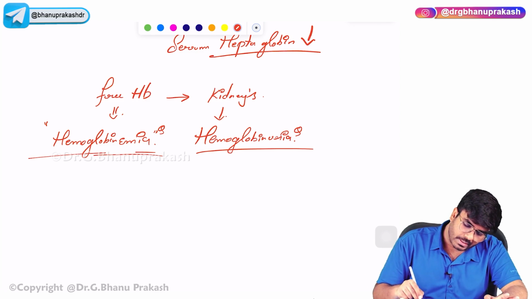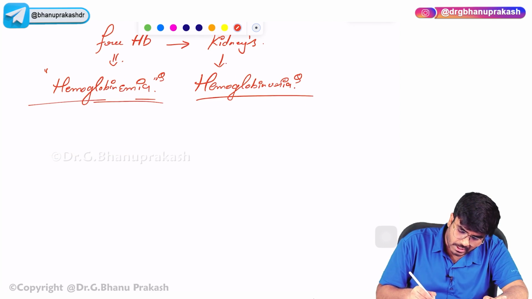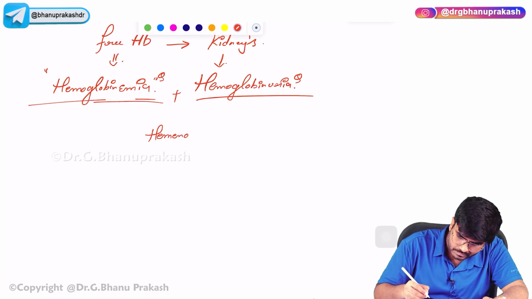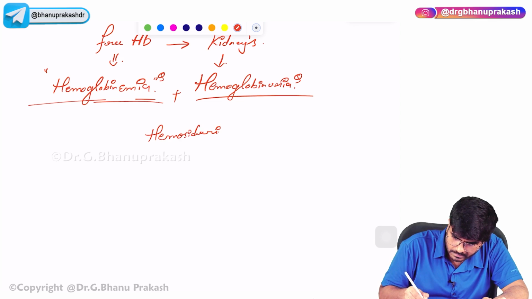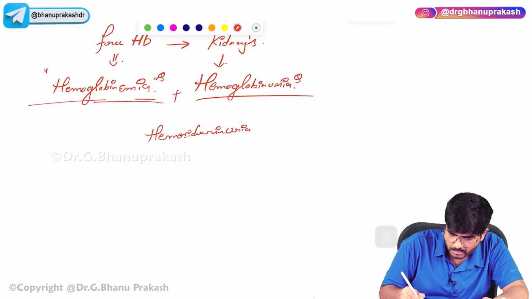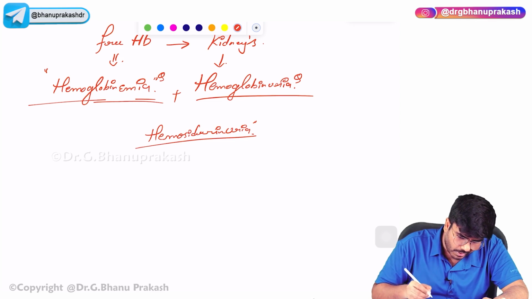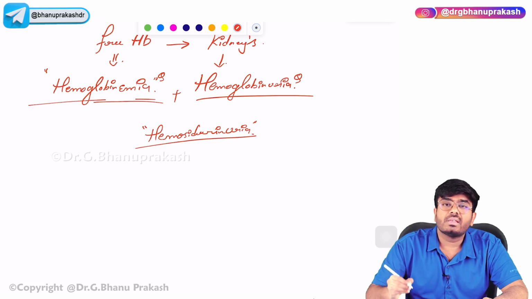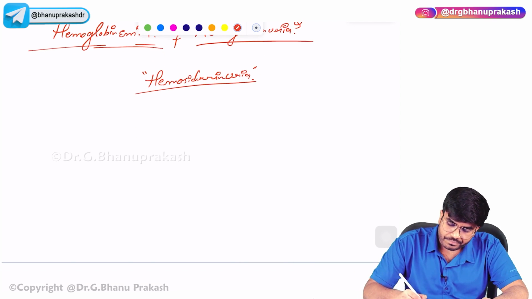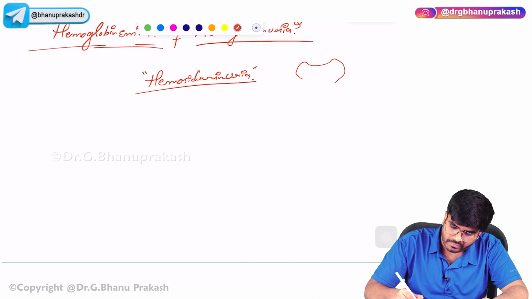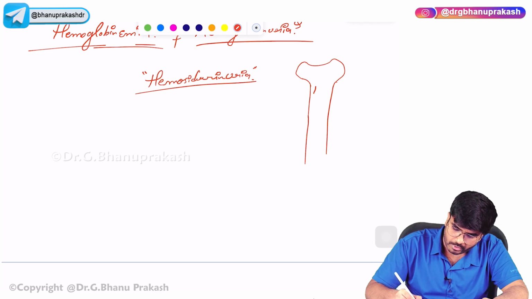Apart from this, see, the patient is also going to have hemosiderinuria. Okay, what is this hemosiderinuria? Look here. So this is your nephron. Imagine this is your nephron, the Bowman's capsule, and this is the proximal convoluted tubule. Now hemoglobin is coming here.